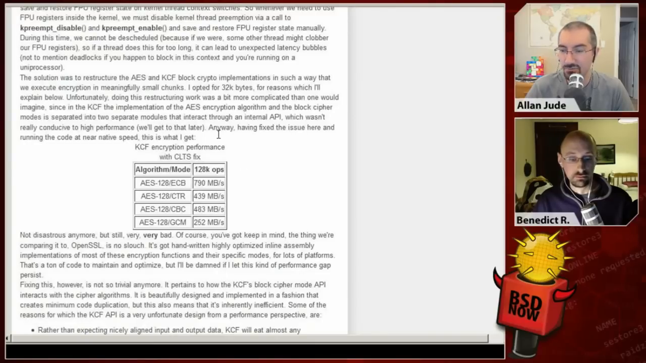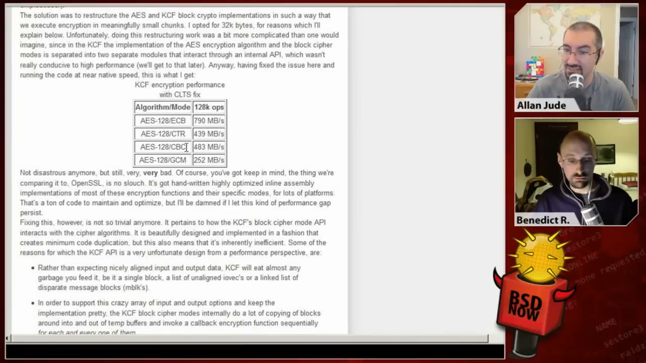AES CTR at 400-ish megabytes a second, same for CBC, which is unexpected because we expect CTR to be much faster than CBC. And AES GCM was now 250-ish megabytes per second. So much better performance, but still not up to what we expect. He says there's room for improvement. He says it's not disastrous anymore, but it's still very, very bad.